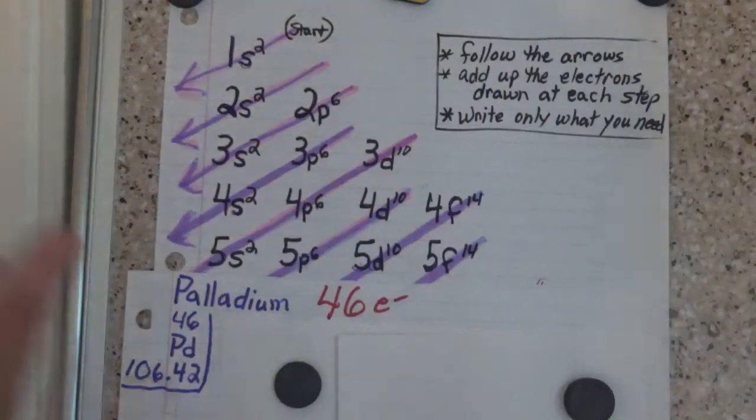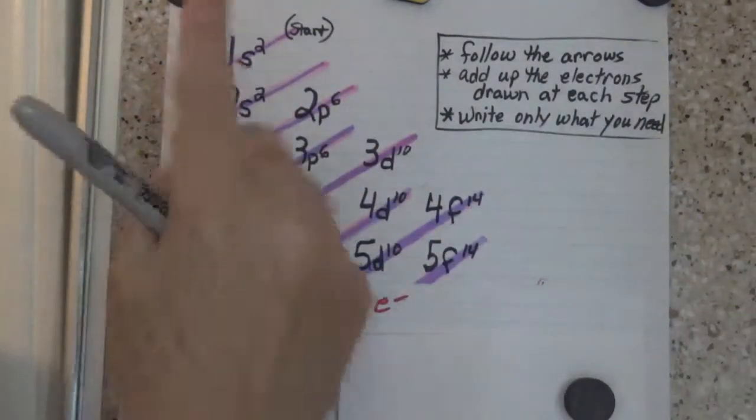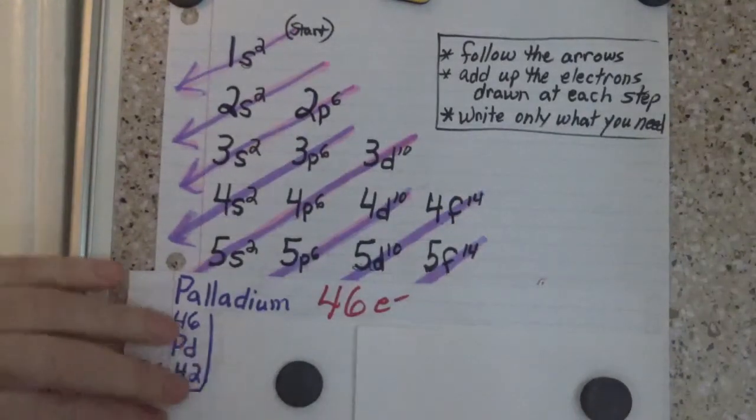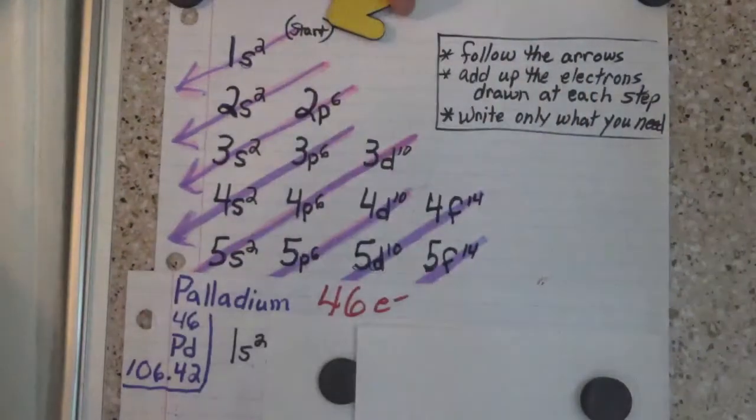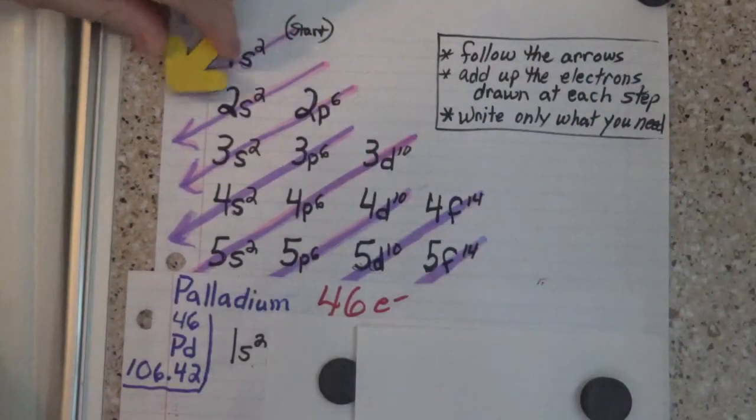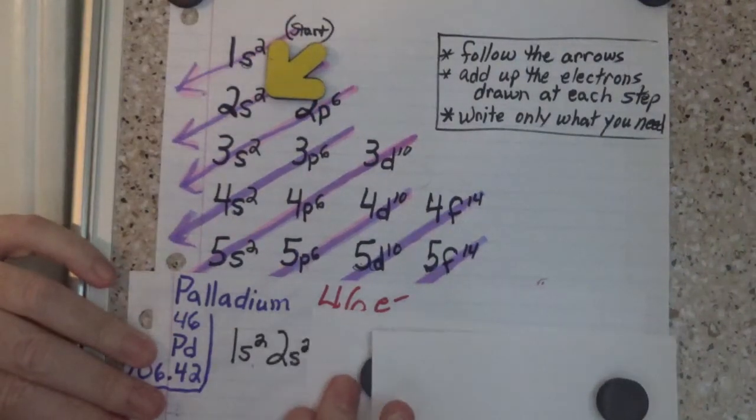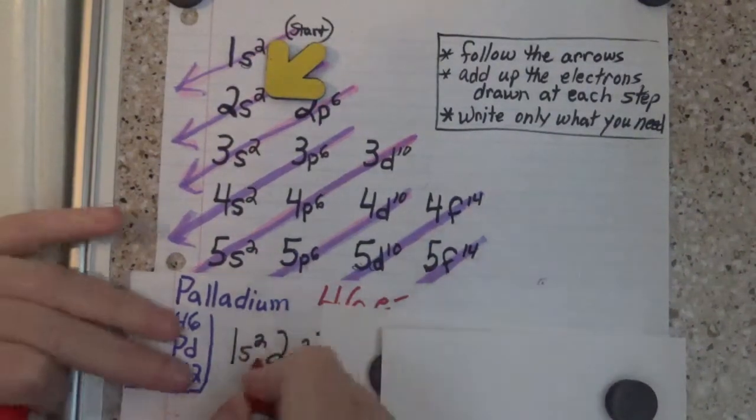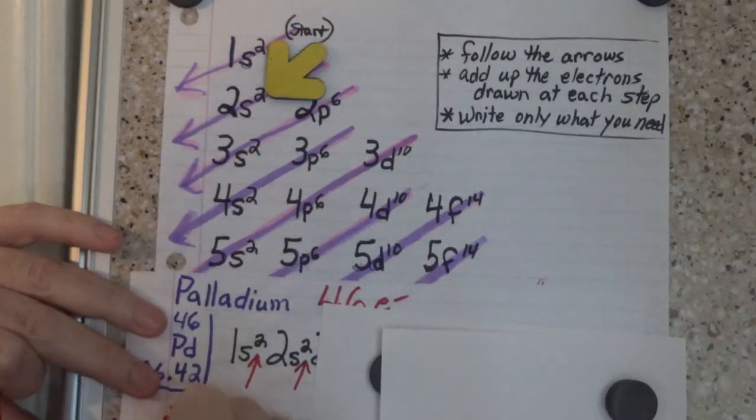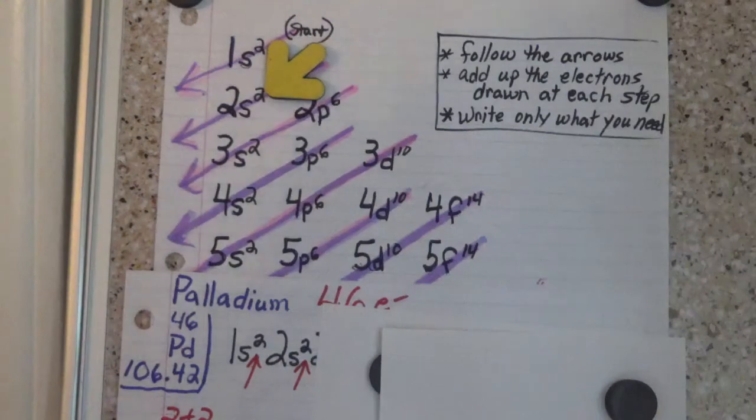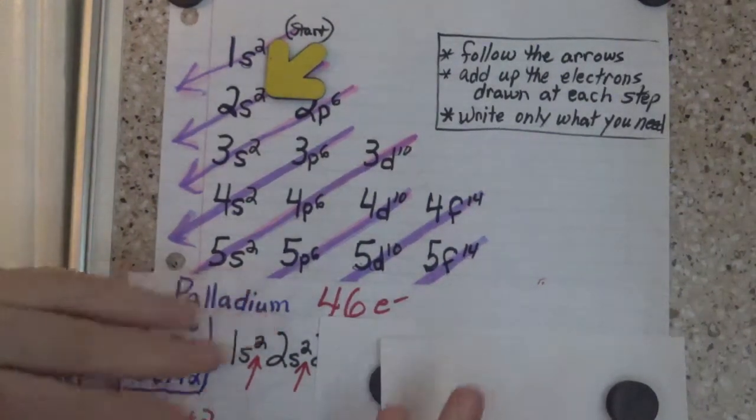All right, so let's do palladium here. You know we're going to start with 1s2, because we always do, and that's okay. After 1s2, let's follow the pattern. We come up here, we're going to do 2s2. Right now I have 2 plus 2. Let me go ahead and write it down. That gives me 4 if I quit right now. We're not quitting. We need 46 electrons after all.